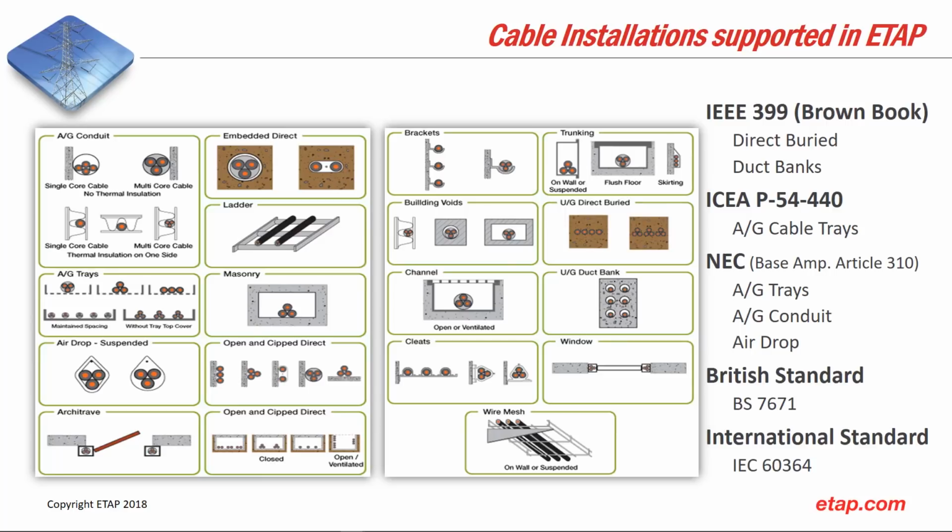And the next standard we're going to cover is NEC. These are essentially the base ampacities provided to us in Article 310. This is for above ground trays, above ground conduits, and airdrop. This is the type of installation as provided to us in the NEC. What we're going to do in this presentation is essentially perform a cable sizing using these methods in the software.